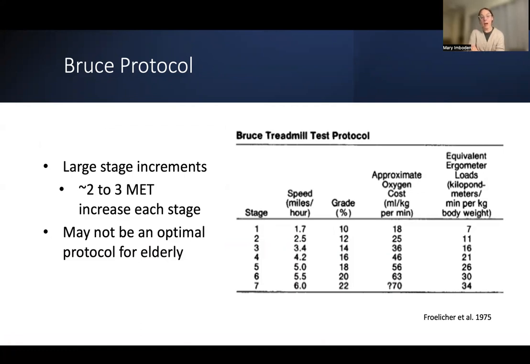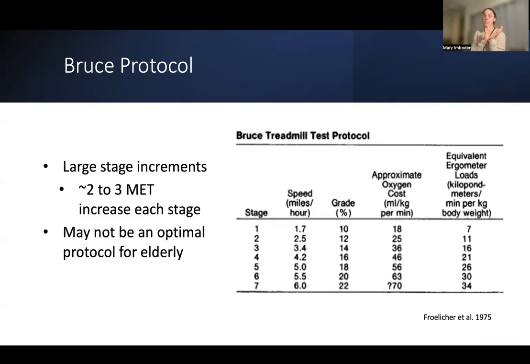It really may not be optimal for older adults, or individuals with underlying disease, because of those really big jumps in intensity, to get a good, clear indication of what their VO2 is. Here's an example of that.